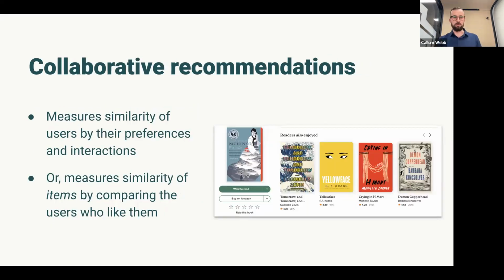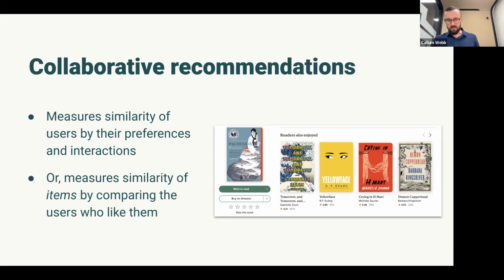So in contrast to content-based, which really focuses in on what we know about the item through its properties, collaborative recommendations can work without knowing anything about the content of items. Instead of looking at what we know about the items, they measure similarity of items by the interactions of users who like them. And what do I mean by this?